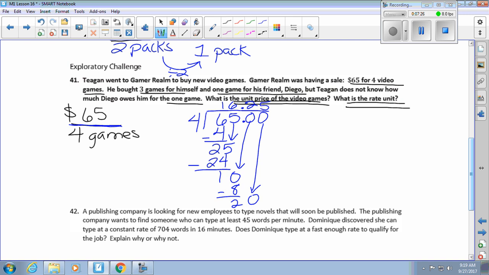So you can't just leave your answer like this. What would we say? What is the rate that he's paying? What's the rate he's paying? I haven't heard from William yet. Go ahead, William. He's paying $16.25 for every game. For every game. Now let's say it like a rate, the rate cap. $16.25 per game. Very good. Per game. So let's write that out. $16.25 per game.